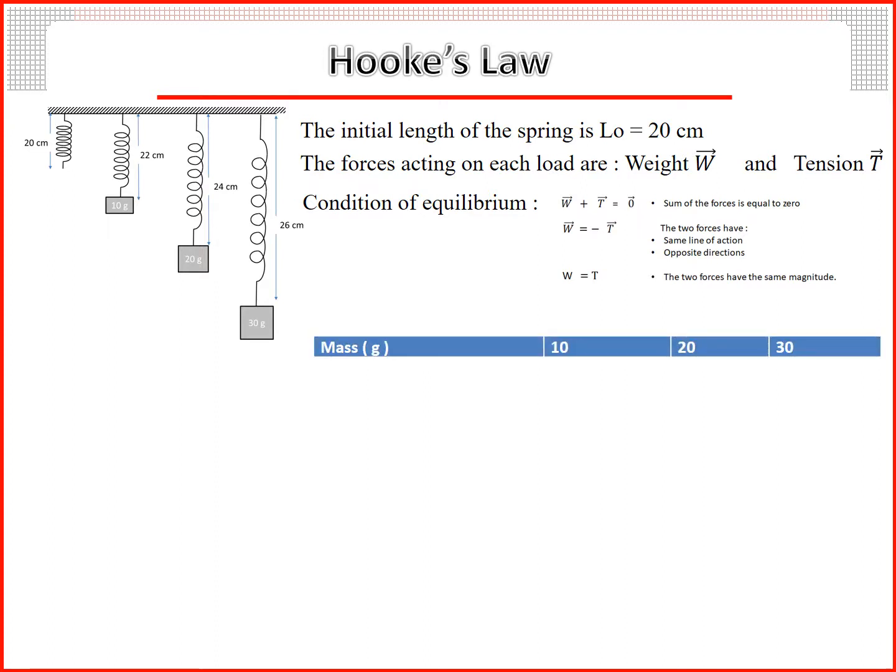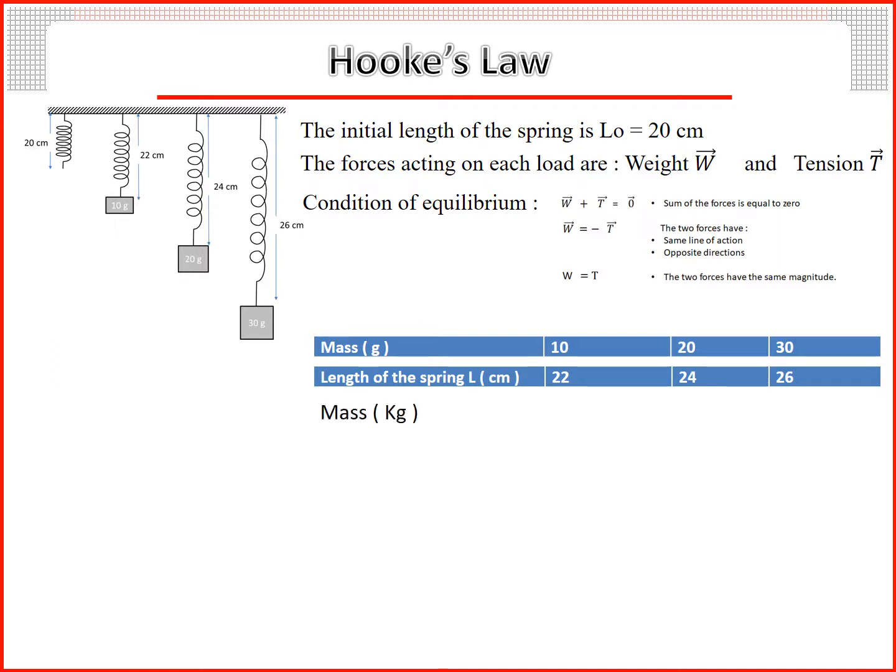Let's complete the following table. The mass in gram: 10, 20, 30. The length of the spring, L in centimeter: 22, 24, and 26. To find the mass in kilogram, we have to convert from gram to kilogram. We have to divide by 1000. Then the masses are 0.01, 0.02, 0.03. To find the length in meter, we have to convert from centimeter to meter and we have to divide by 100. Then the values of the length are 0.22, 0.24, and 0.26.